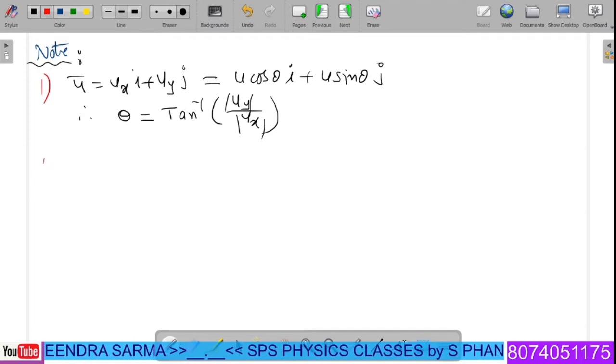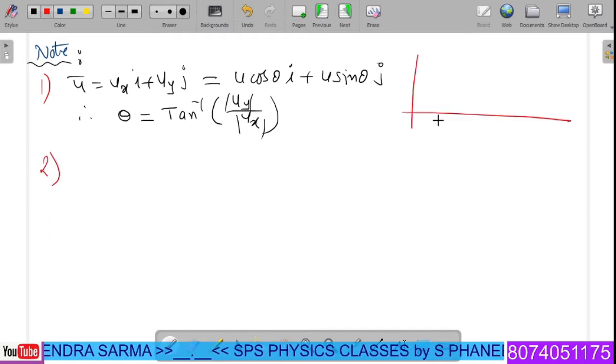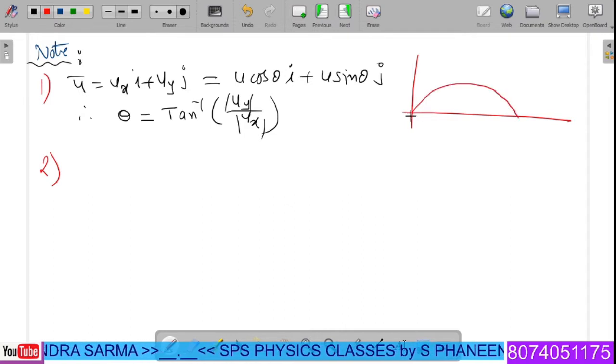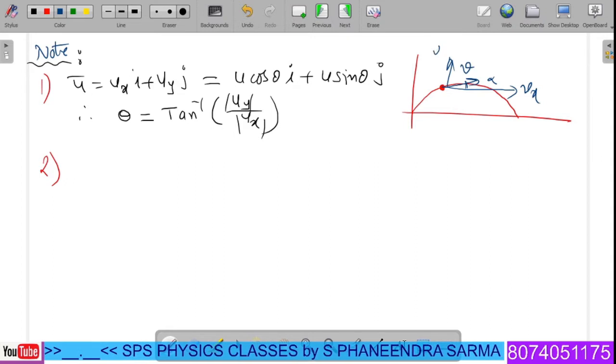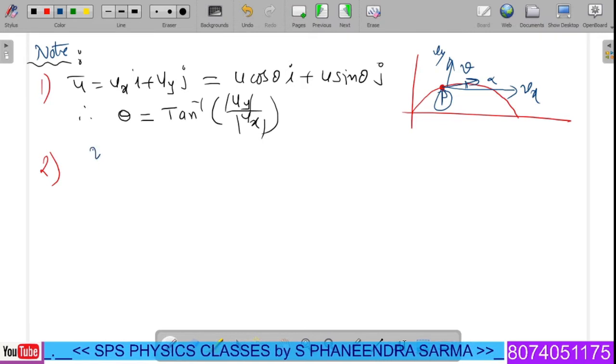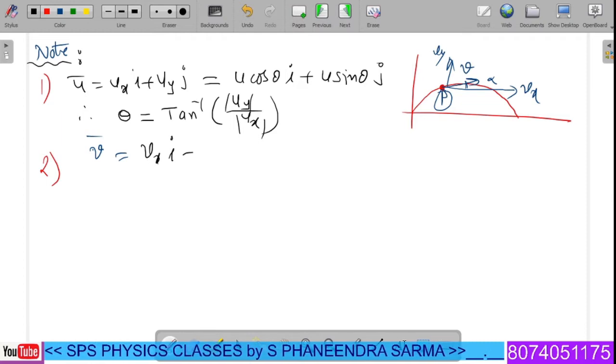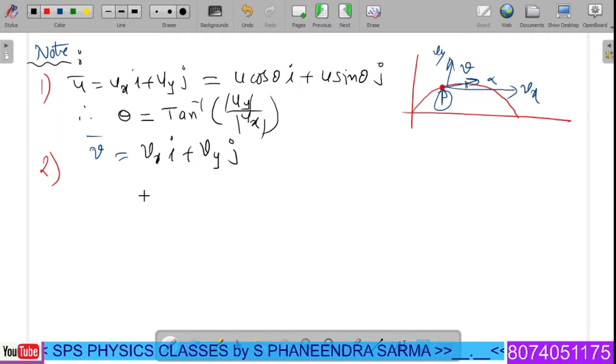Second, at a particular time, for example, this is the projectile and this is the trajectory we are taking. Here this is our observation point. At this place, preparing the velocity vector, this is the velocity vector, and this is the horizontal, and here the angle is alpha. This is called Vx and this is called Vy. So at that particular point P, the final velocity vector V bar is equal to Vxi plus Vyj.